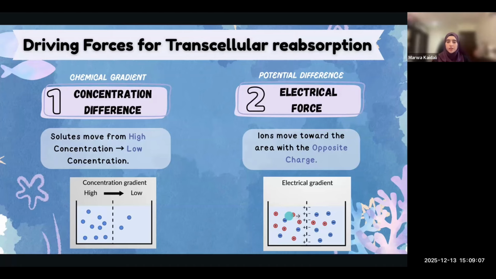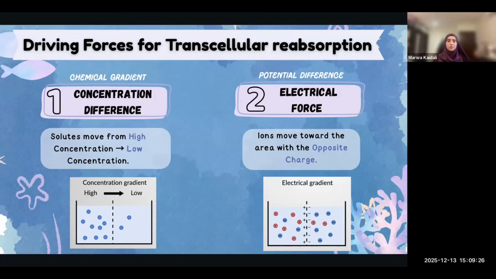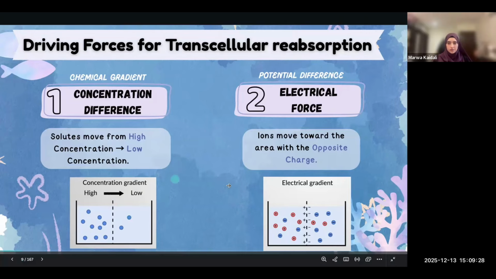The second one is an electrical force. If you look over here, we have an area that is highly positively charged. So we have a lot of positive charge over here, and this area has not that much positive charge, so it's mostly negative. So what's going to happen is that it's going to push some of these positive ions to the other side in order to equalize both sides. So that's the electrical force. And then over here, we have the concentration difference. Both of these act as the driving force for the transcellular reabsorption.